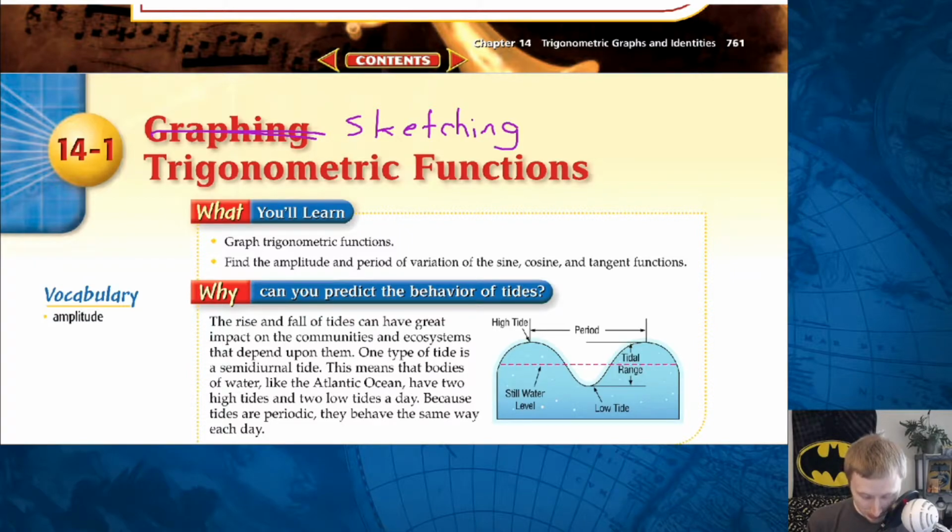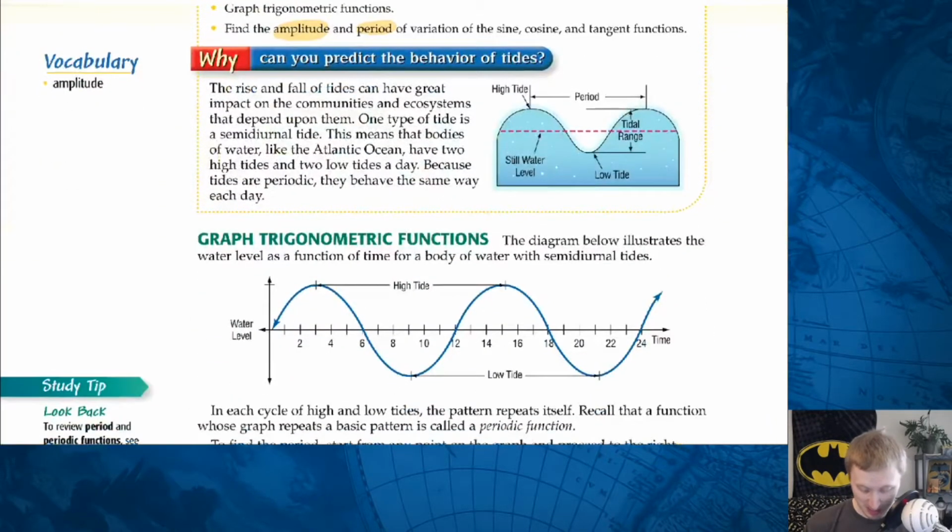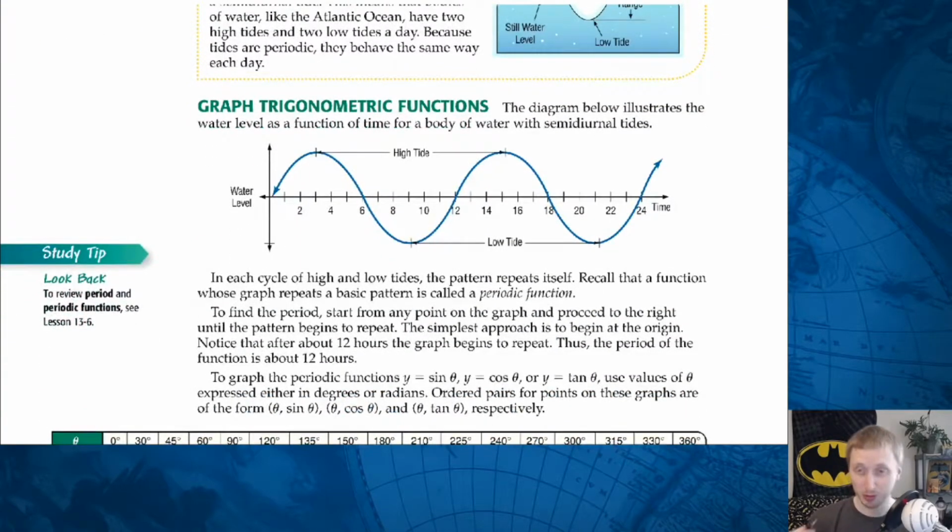We're going to want exactly what they're asking you to find, the amplitude and the period. That's it. If you know what type of trig function it is, you know its amplitude, you know its period, you can put together a real quick picture in a matter of seconds, okay? So here's what we're looking at.